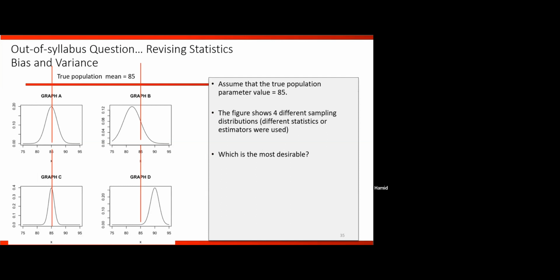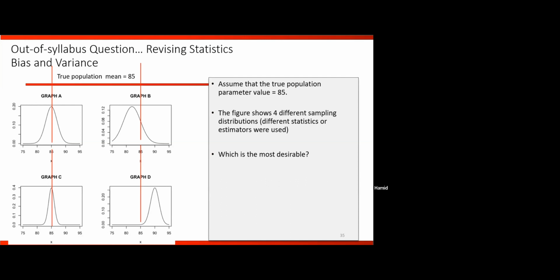If you look at the mean, the mean of graph A is 85. When you do a certain model in graph B, the mean is still 85, but your data is skewed to the right. Graph C and D also have a mean of 85, but you see your data is skewed.